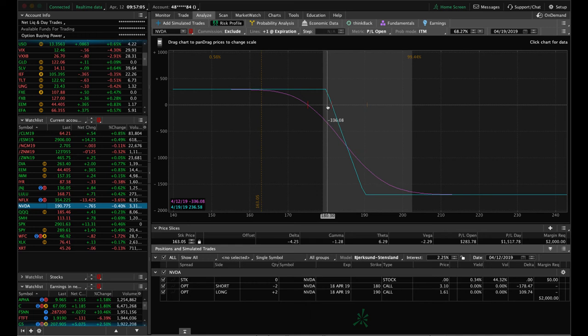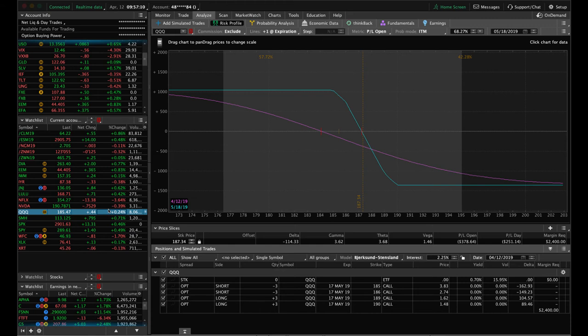But we will deal with this one next week as well. QQQ, we've got two sets of short call verticals. You can see price is in range here. These are both out in May, so we've got time. Don't need to make any adjustments at this point, but just looking for some downside to benefit that.